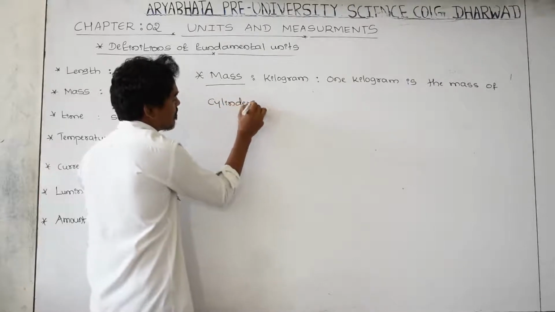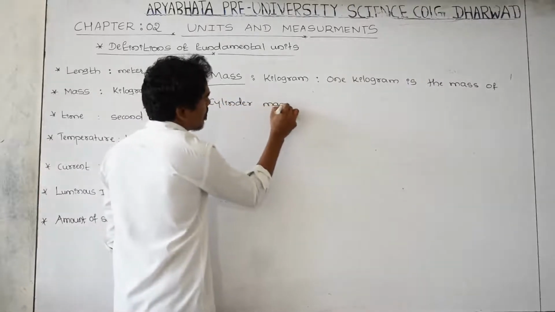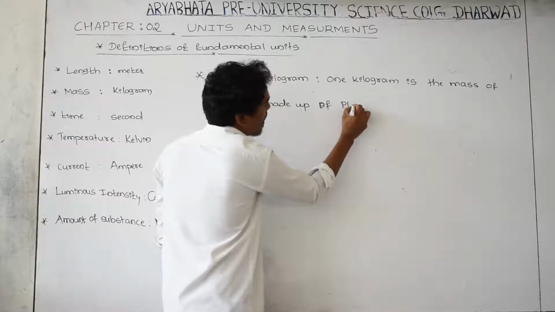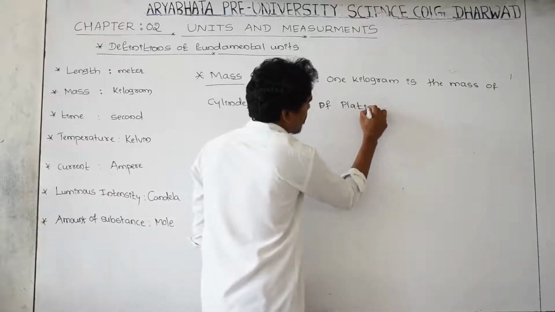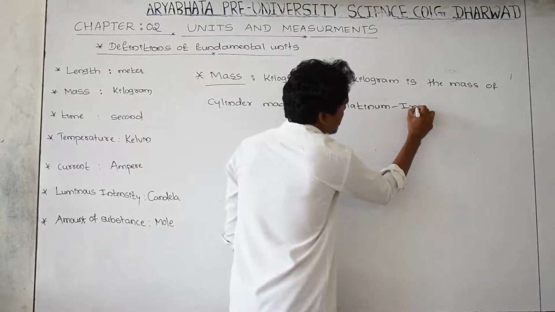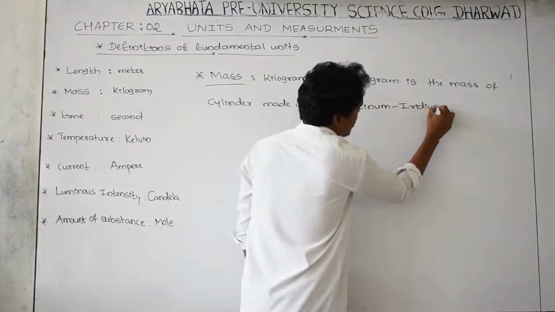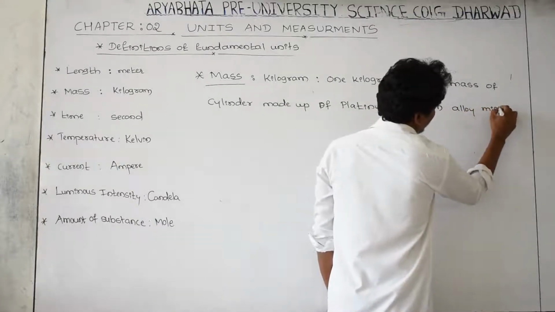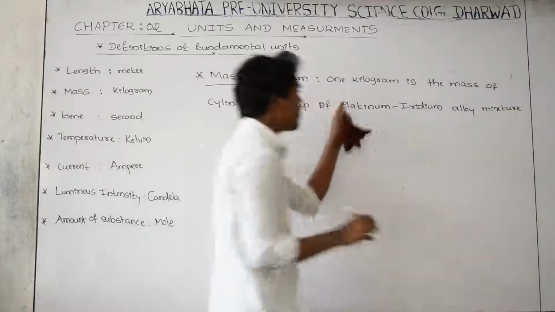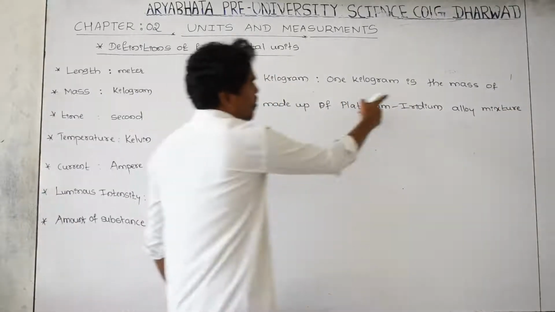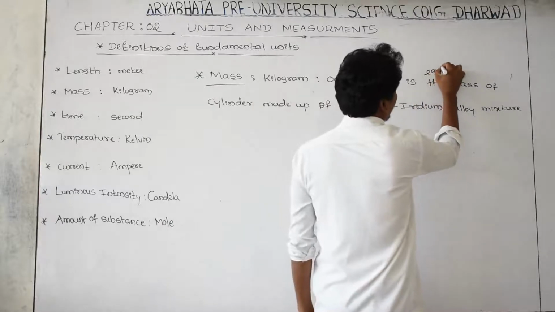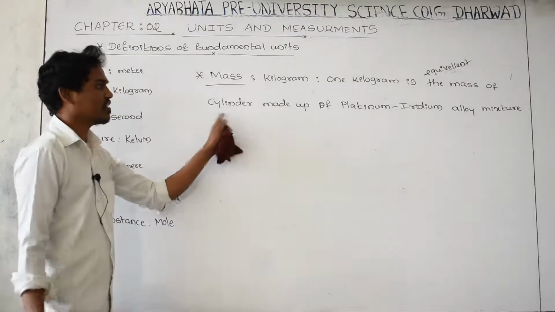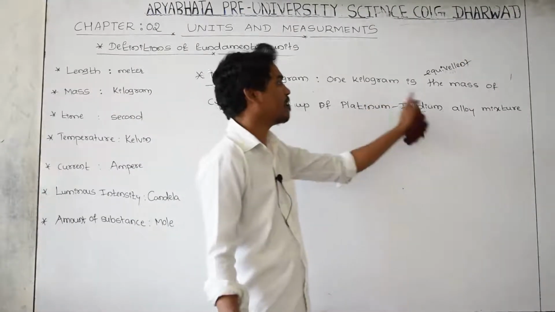The mass of a cylinder made up of platinum and iridium alloy mixture. Platinum and iridium are different kinds of metals. 1 kilogram is the equivalent mass of that cylinder. That cylinder is made up of which metals? Platinum and iridium alloy mixture.